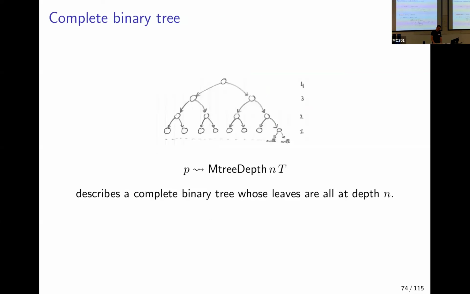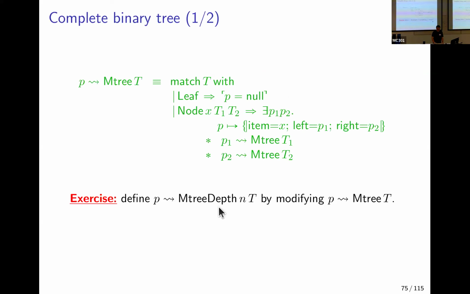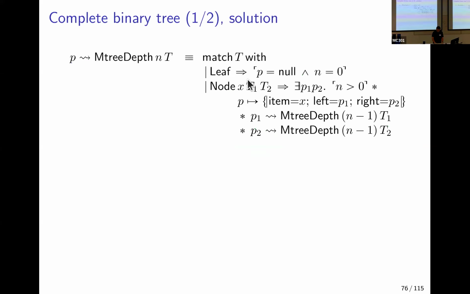Okay, so now imagine that you want to say a bit more than just any binary tree. Say you want to specify what it means to be a tree that is complete at depth n. You can take this predicate for trees and just modify it to ensure that it's a complete binary tree of depth n by writing something like this. You match on T, and when it's a leaf, you say that n is 0, and when it's a node, you recurse and you change the value of the depth.